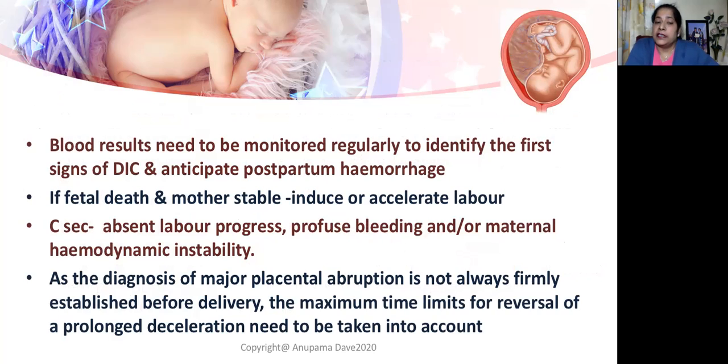If fetal death has occurred and the mother is stable, we can induce or accelerate labor. However, in those situations also, we may need a cesarean section if the labor does not progress, there is profuse bleeding, or at any time there is maternal hemodynamic instability. As the diagnosis of major placental abruption is not always firmly established before delivery, the maximum time limits for reversal of prolonged deceleration need to be taken into account.